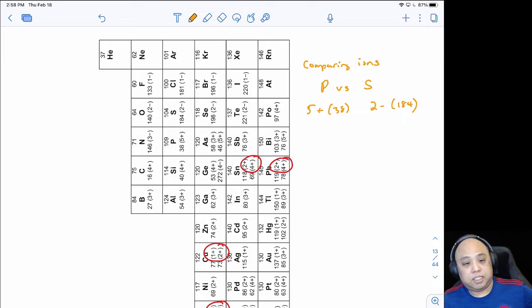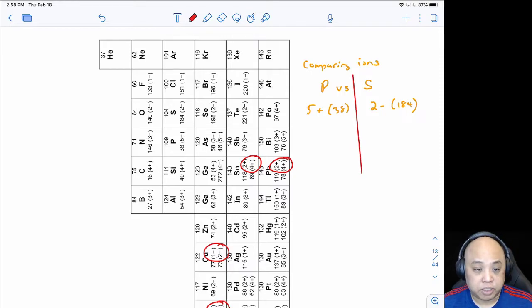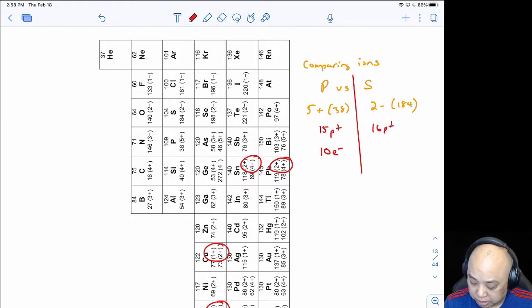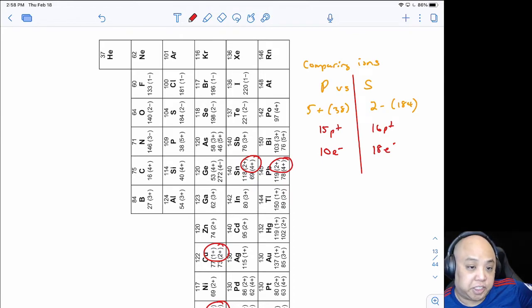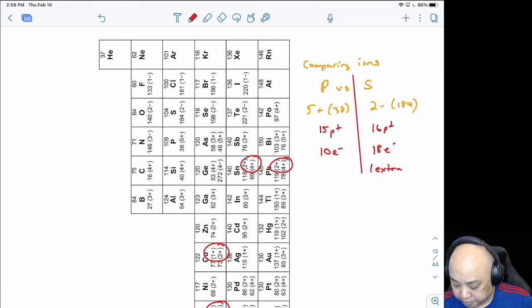And they might ask, state and explain the significant difference in ionic radii between phosphorus and sulfur. And what that really comes down to is, well, how many energy levels of electrons do you have? Phosphorus having 15 protons and only 10 electrons versus sulfur having 16 protons and 18 electrons. So notice the significant difference in energy level. Sulfur has one whole energy level above phosphorus, according to this table. So therefore, that should be a significant difference in the ions.